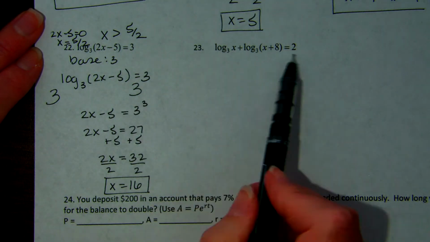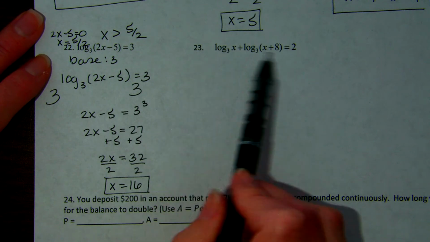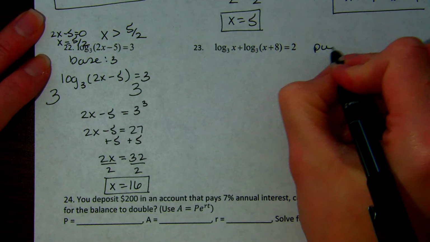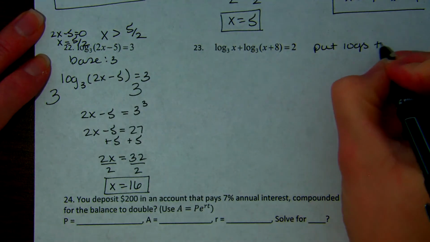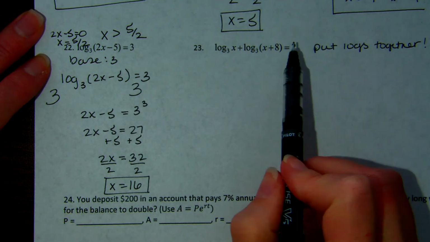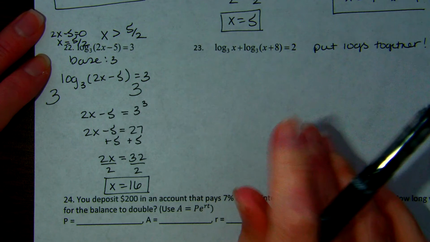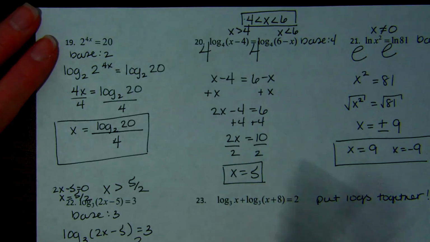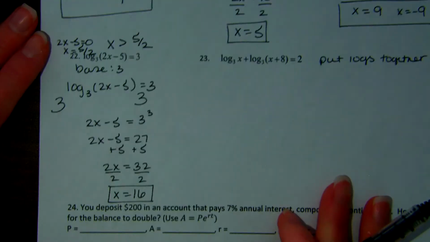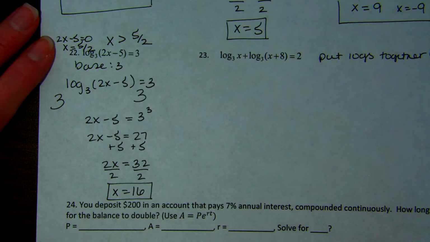All right, last log problem, number 23. I've got 2 logs over here and a number here, and if that happens, you've got to put your logs together. And that's only happening because I have 2 logs here and a number here. Okay, if I had, like these first 2 problems, 1 log on each side, we can work with that. But if you have 2 logs and then a number, you've got to put your logs together.